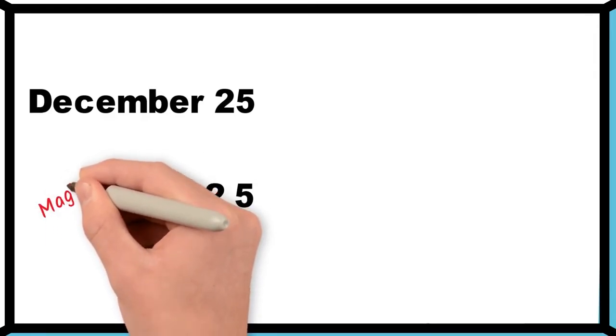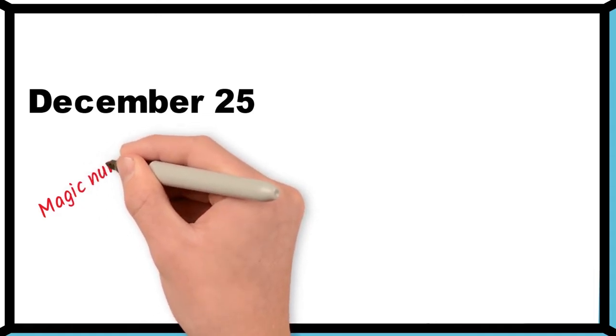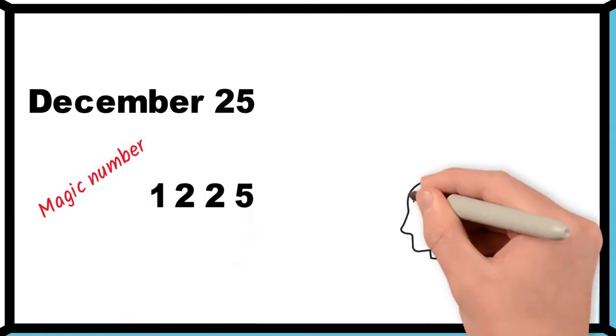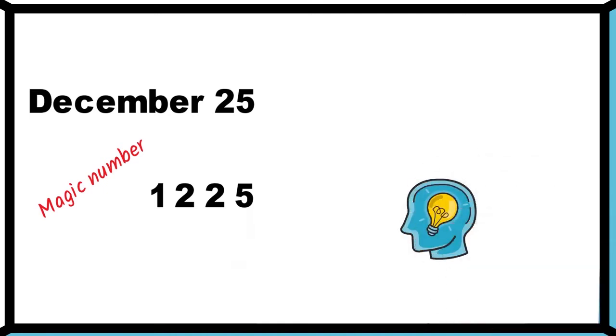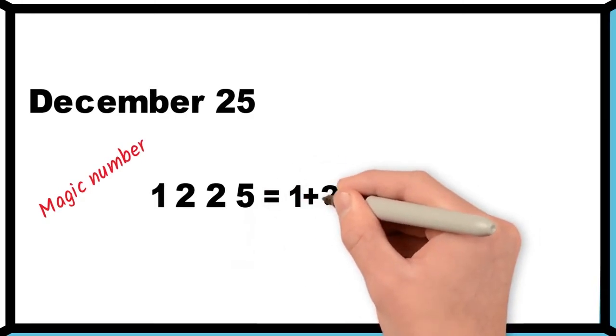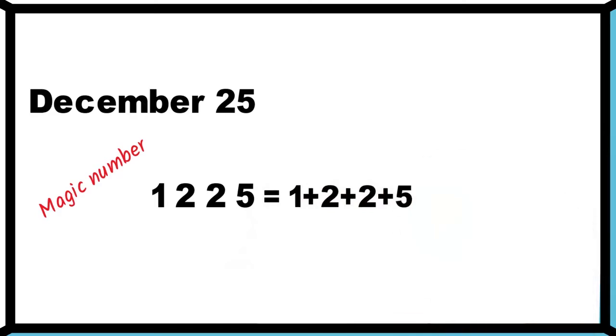This is a magic number. If we add the digits of this number, the answer will be 1. Let's see. 1 plus 2 plus 2 plus 5 is equal to 10. Again add the digits. 1 plus 0 is equal to 1.